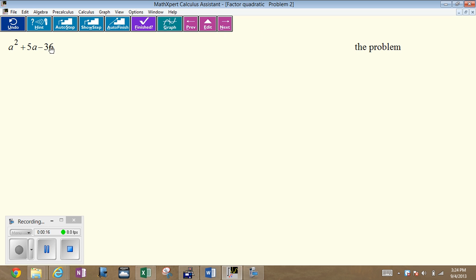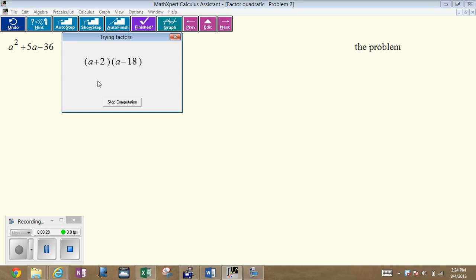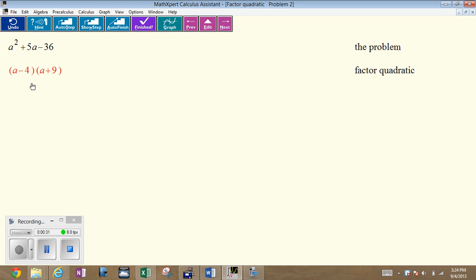Something of this sort, we know it's a minus at the end, therefore it can only be a plus and a minus. So you say, well, what can that factor to? You've got to go through the process of setting up possible factors. Check, check, check. Inner 2, negative 4a, outer 2, positive 9a, a positive 5a overall. We're good. Go to another problem, okay?